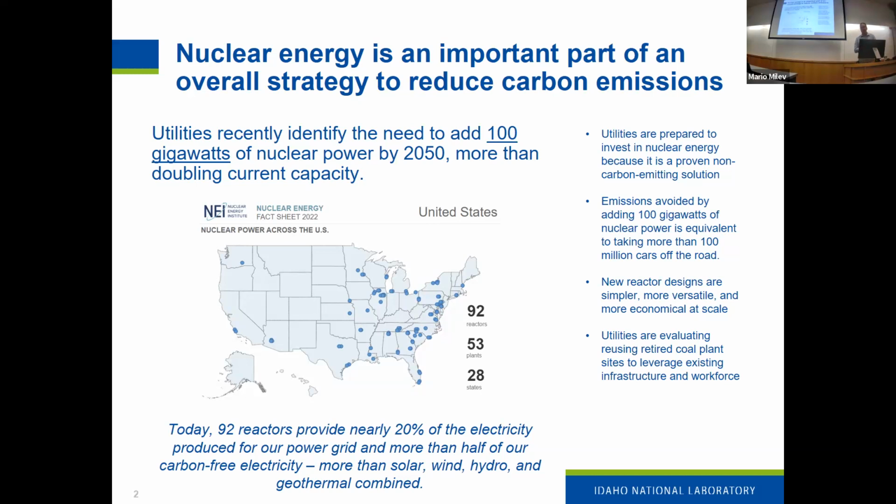So, climate change being a very pressing concern for our planet, a lot of people, including myself, think that nuclear energy should be an important part of the strategy to address that by reducing carbon emissions. So recently, a group of utilities that are members of the Nuclear Energy Institute identified the need to add up to 100 gigawatts of nuclear power generating capability by 2050, which would be more than double the current capacity.